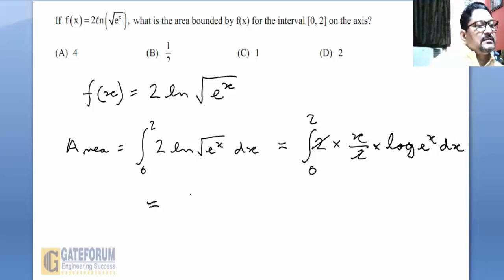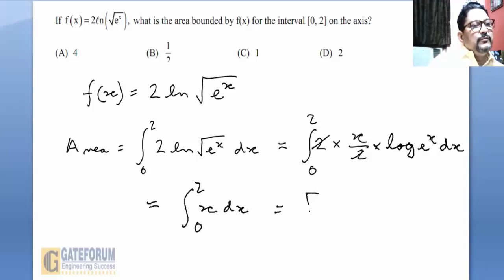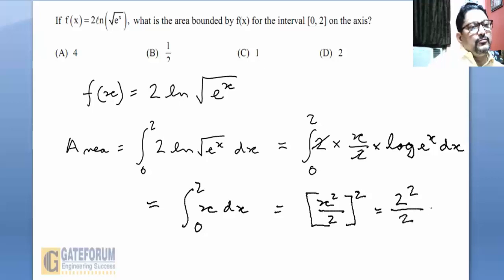So this is nothing but integral from 0 to 2 of x dx, which is nothing but within this interval, x square by 2, within the limit of 0 and 2. So this would be 2 to the power 2 divided by 2 minus 0 to the power 2 divided by 2, which essentially this is 0 and this is 2. So it's 2 minus 0, which is equal to 2.